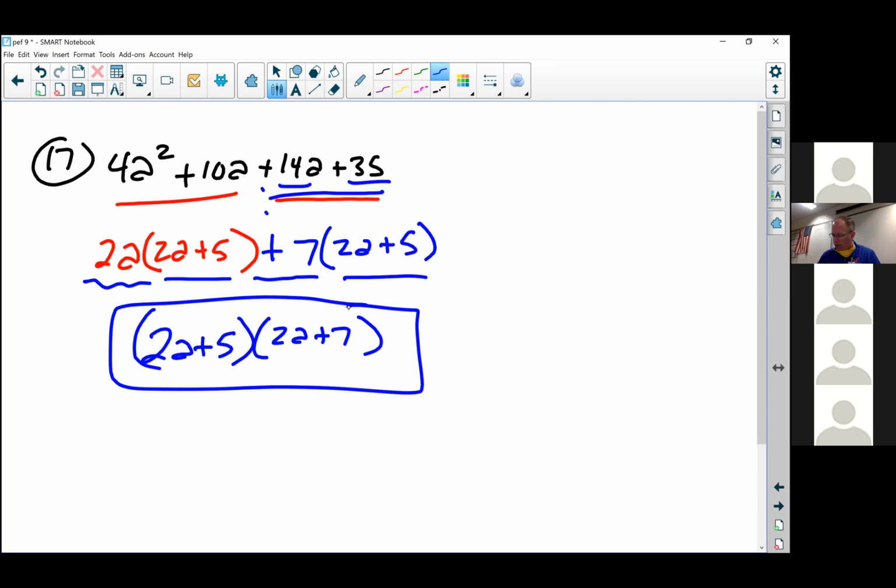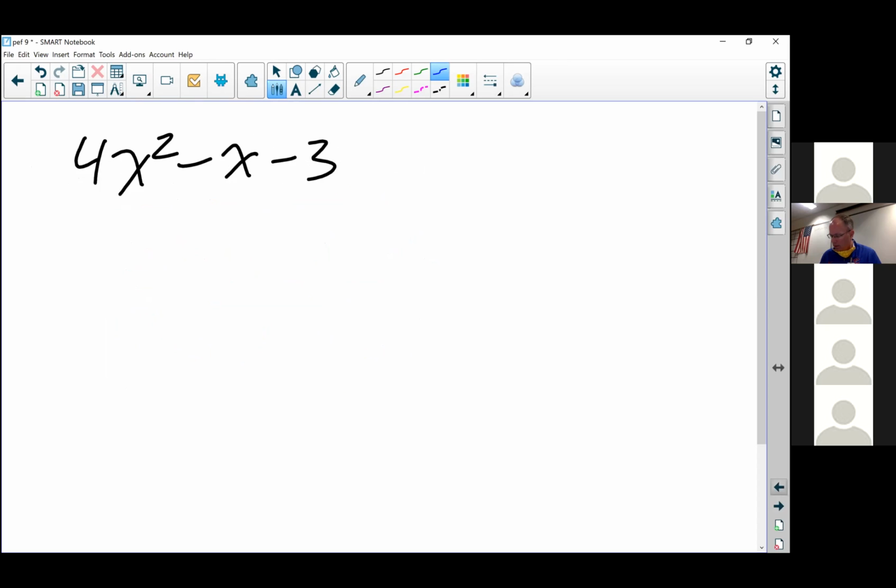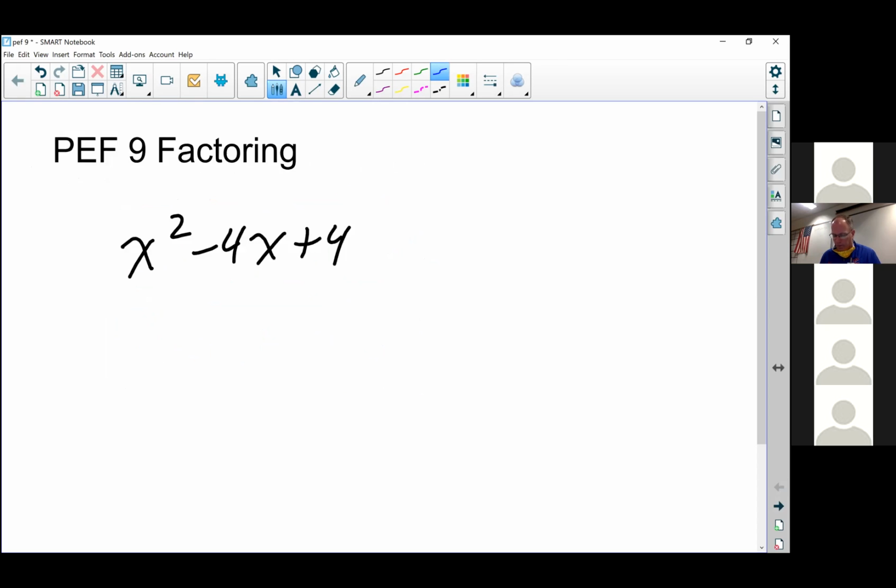Okay, so you should have the notes from last time. Go to the last pages. I believe that's it, PEF number 9. Correct? You all have that? If you don't have it, just write this down on a sheet of paper, and this is being recorded. So we are starting with our factoring.